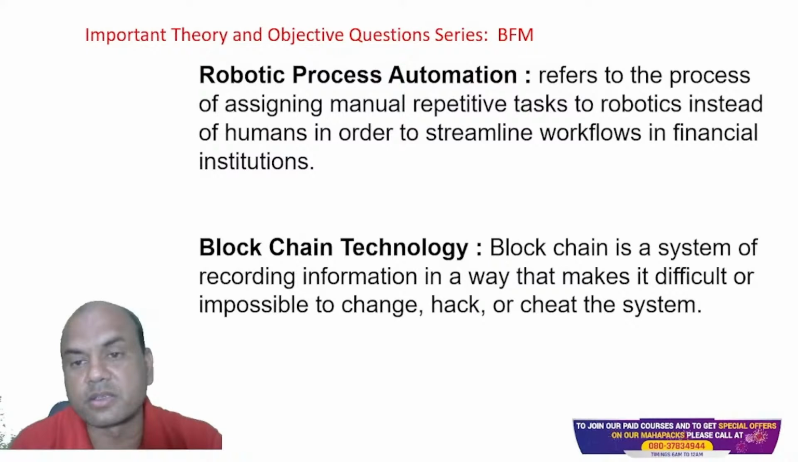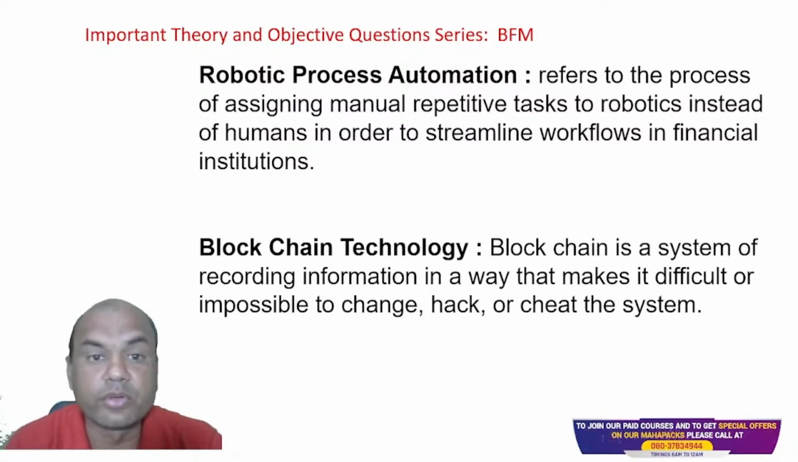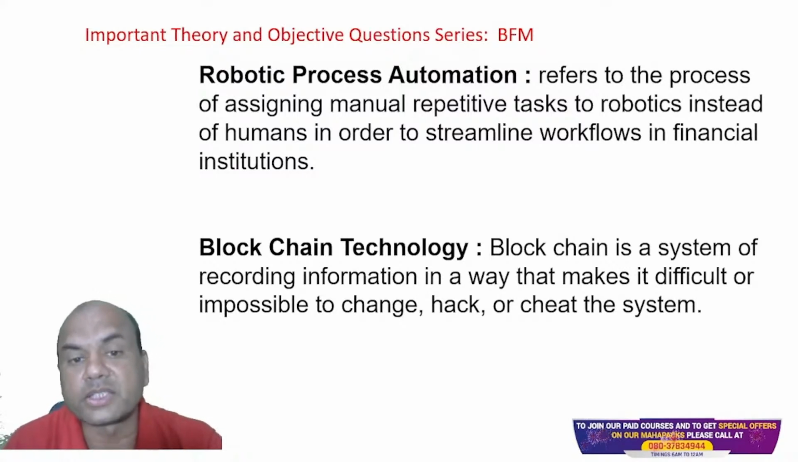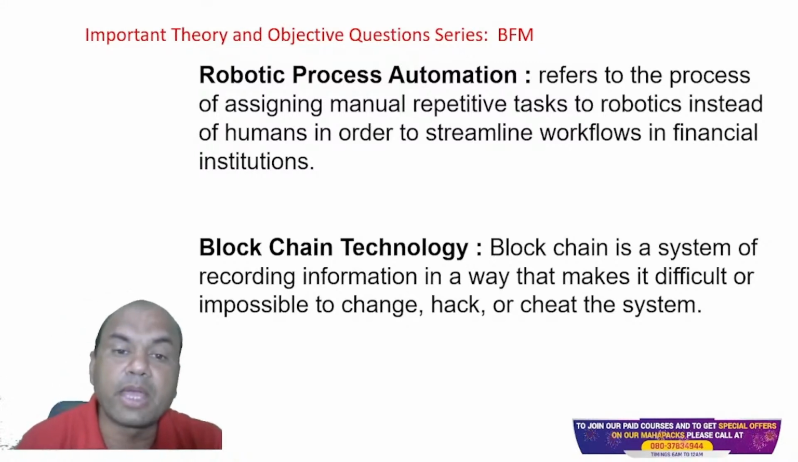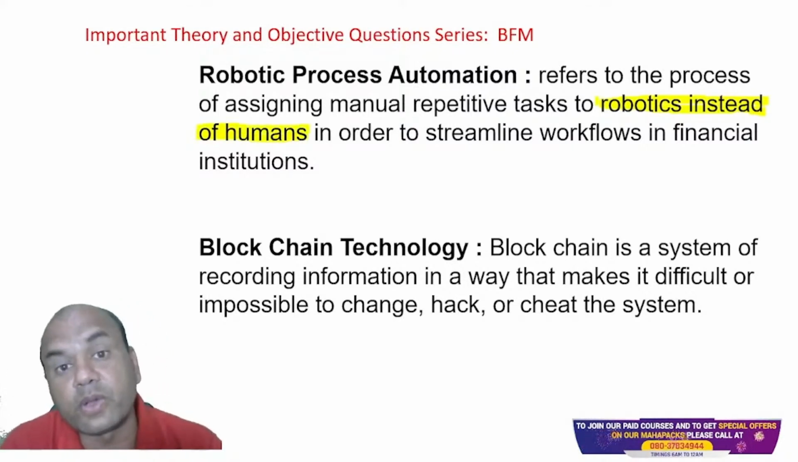Robotic process automation. It refers to the process of assigning manual repetitive tasks to robotics instead of humans, in order to streamline workflows in financial institutions. That is the basic logic behind robotic process automation. Human beings should not be used for repetitive jobs. Human beings should be used for innovative jobs.